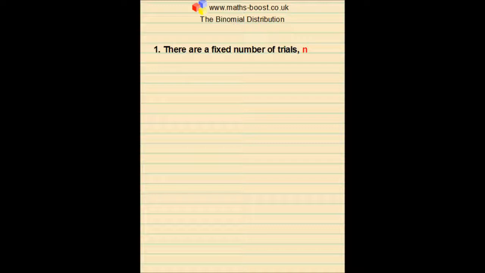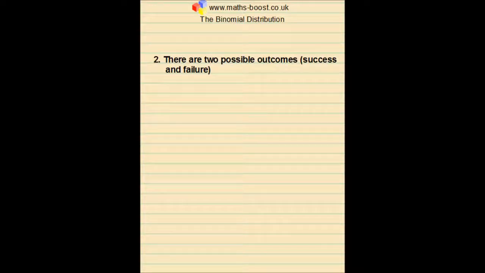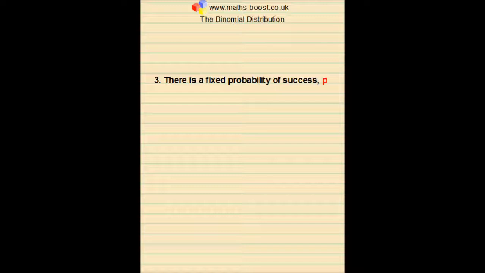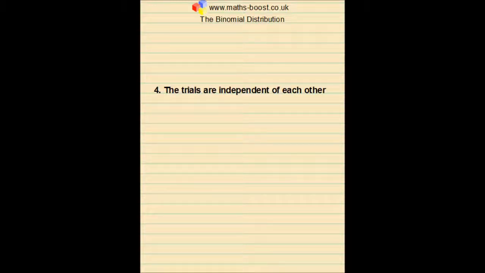To qualify as a binomial distribution, the experiment must: 1. Have a fixed number of trials, 2. Each trial must have only 2 possible outcomes, which we'll term success and failure, 3. Each trial has the same fixed probability of success, and 4. The trials must be independent of each other.